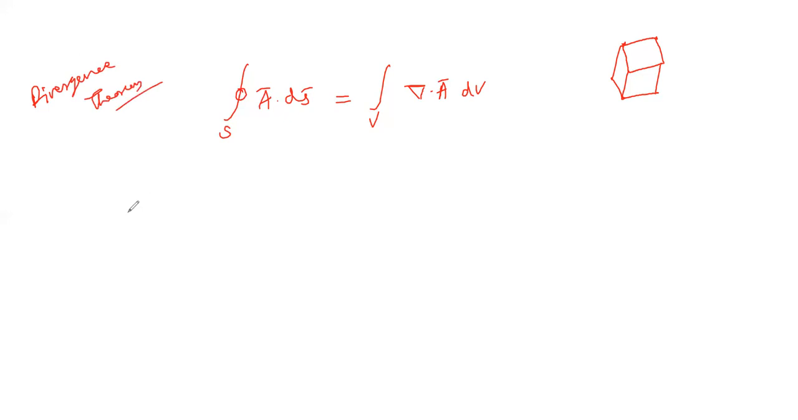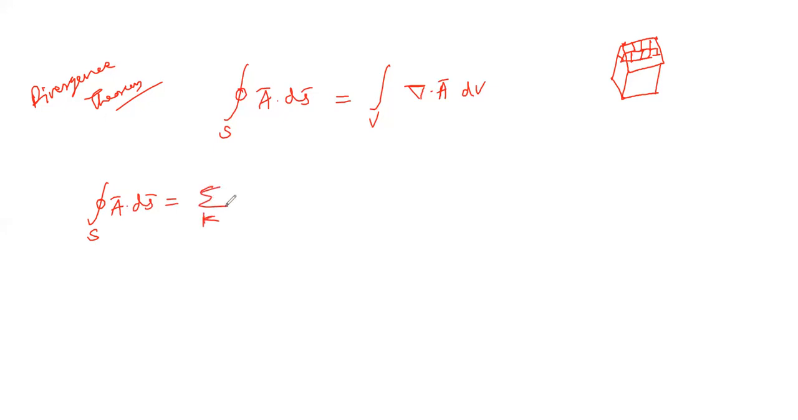Here the proof goes like this. If you subdivide the volume V into a large number of small cells, let us take this cell itself. This is a huge cell, and it can be divided into small portions. Such portions you can get. You can divide this entire block or container into a number of small pieces, right? In that case, that can be written as the entire surface.